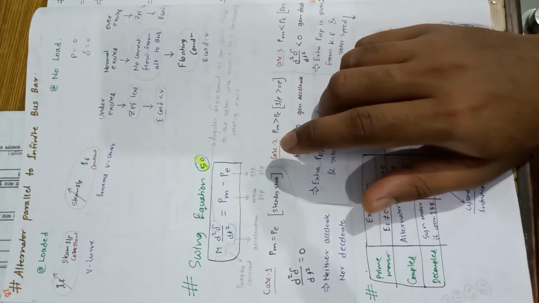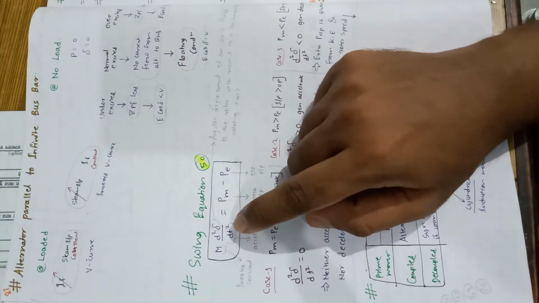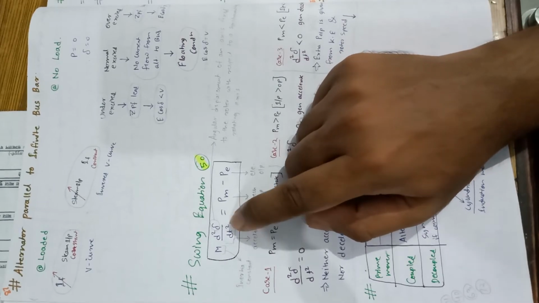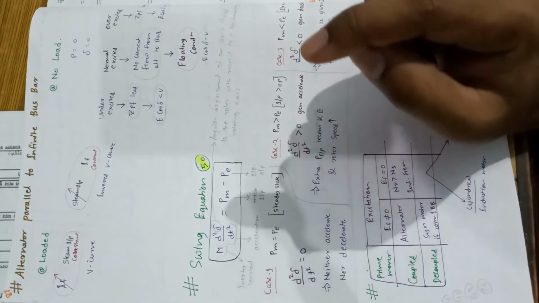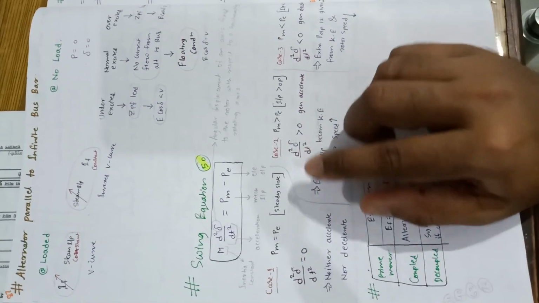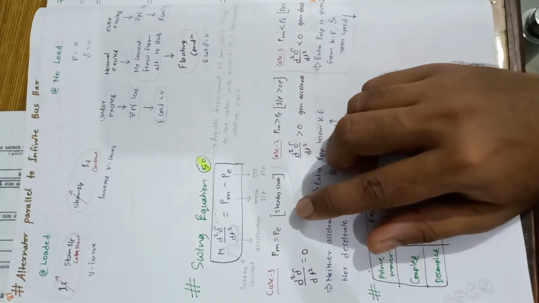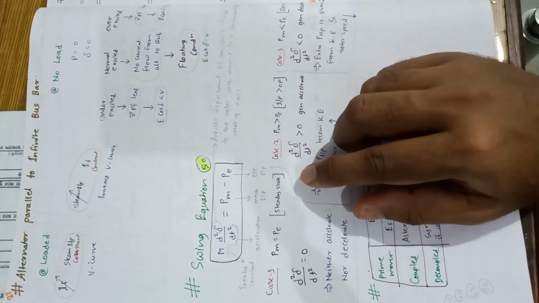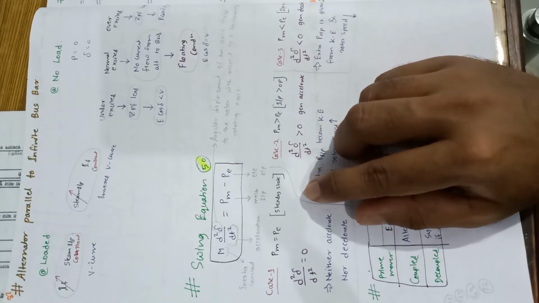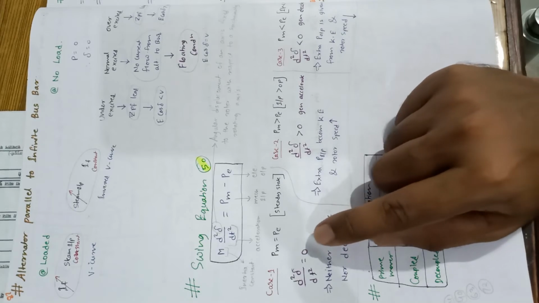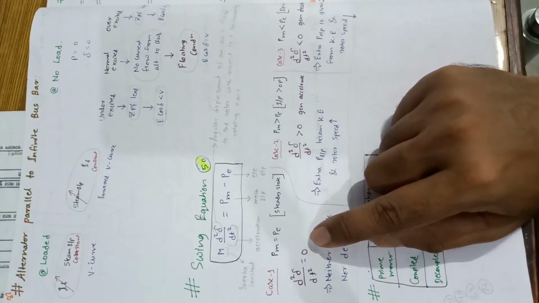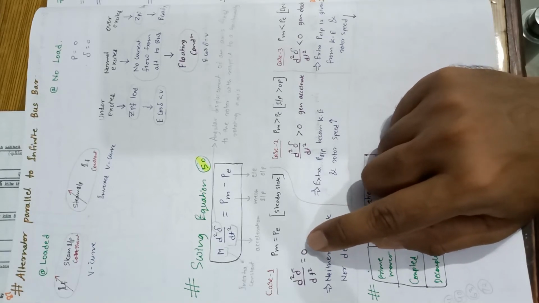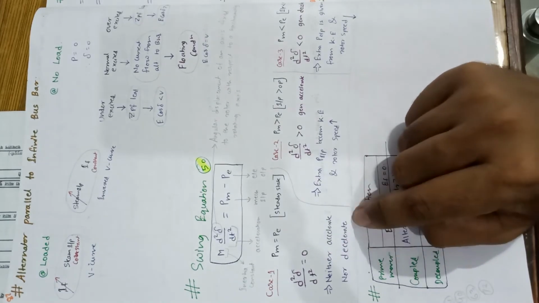This d square delta upon dt square is the acceleration, and M is the inertia. There are three cases. When P_m equals P_e, input equals output, the machine is at steady state. When input and output are equal, there is neither acceleration nor deceleration; the acceleration part is 0.